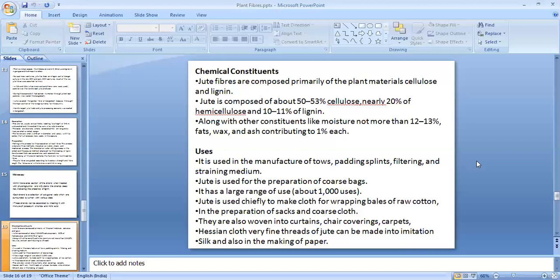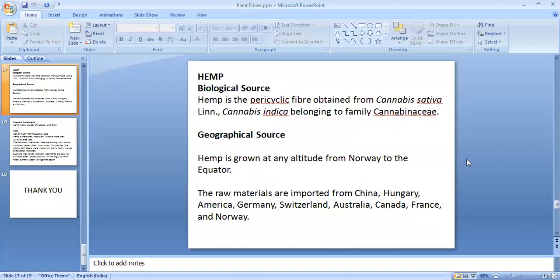And now when you see the Hessian cloth, very fine threads of jute can be made into an imitation of silk in the textile industry, and also it is used in the making of papers. So that is about jute. And next, hemp. This hemp consists of the pericyclic fibers obtained from the stem branches of Cannabis sativa, Cannabis indica, belonging to the family Cannabinaceae.